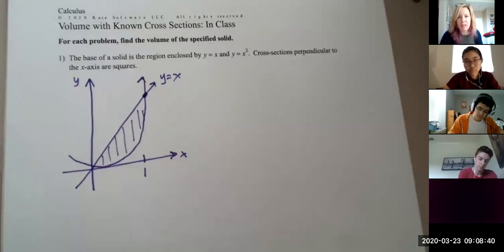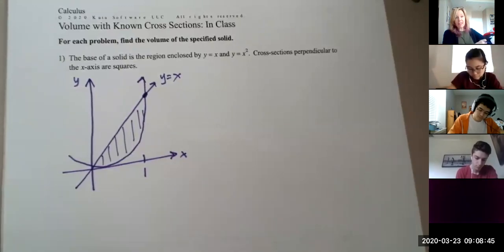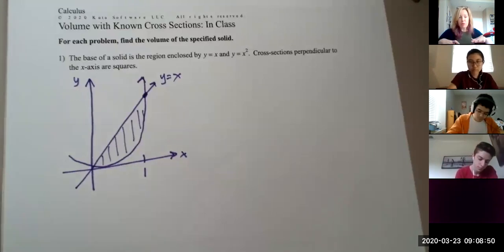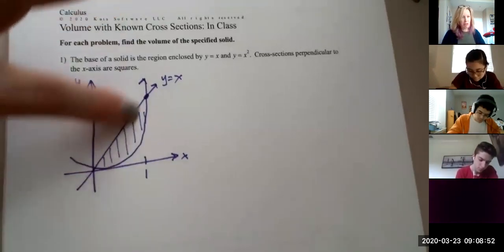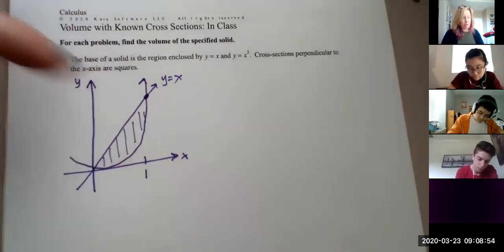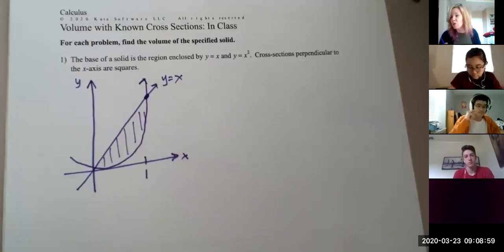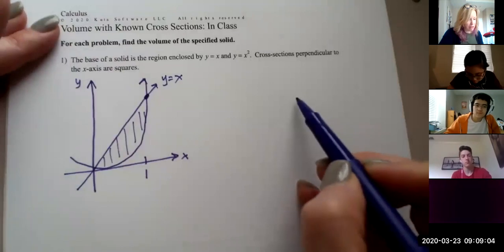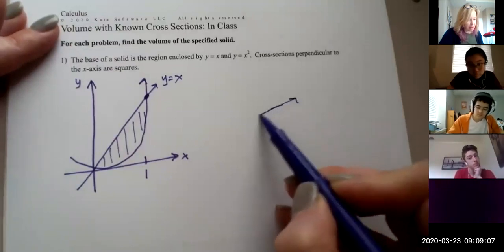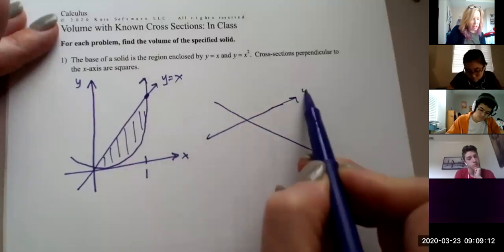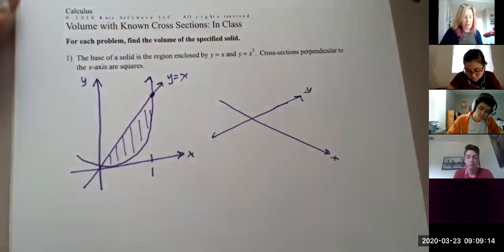But then it says that cross sections perpendicular to the x-axis are squares. So that's where we're starting to talk about volume and trying to make this thing 3D. So what we're saying is that this shape right here is like the flat bottom, but there are slices sticking straight up from that. So I'm going to try and draw a three-dimensional drawing. So this is going to be interesting. I'm going to draw this at a slant. Here is my y-axis sitting at a slant. Here is my x-axis sitting at a slant. You can imagine those just being flat on the ground.